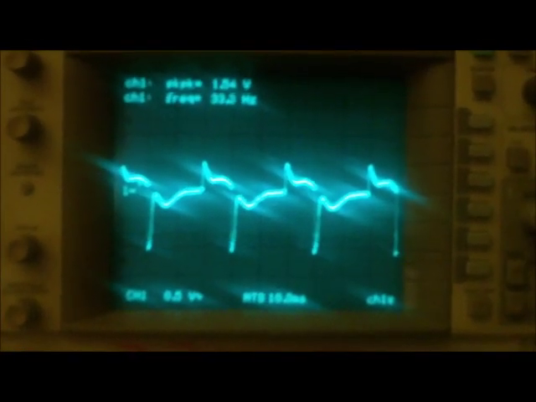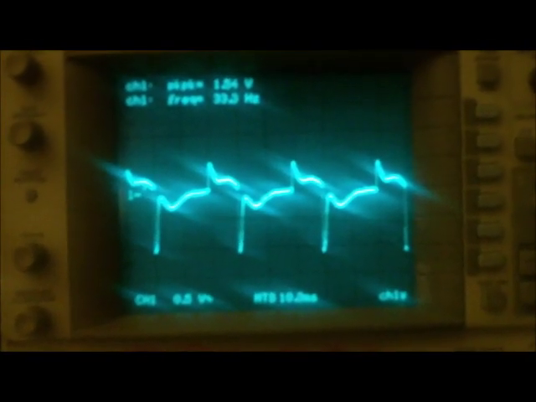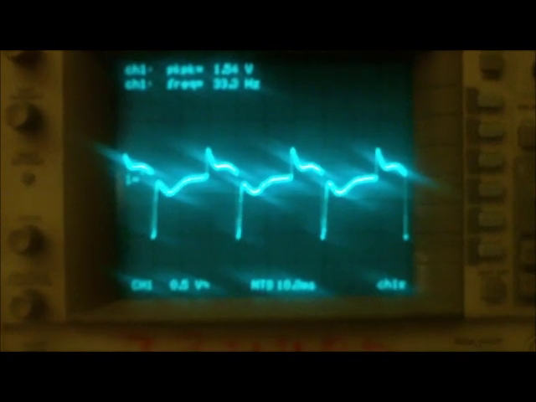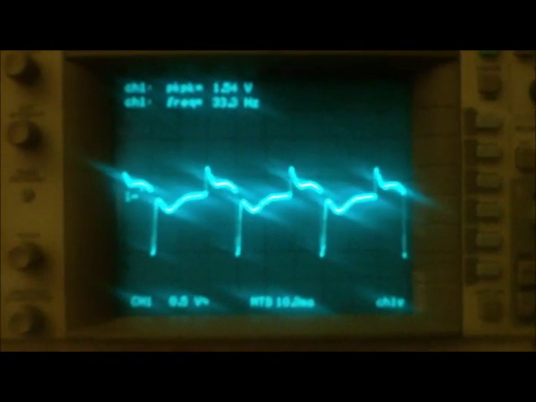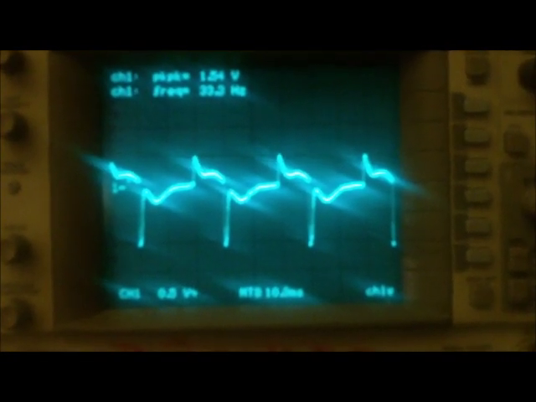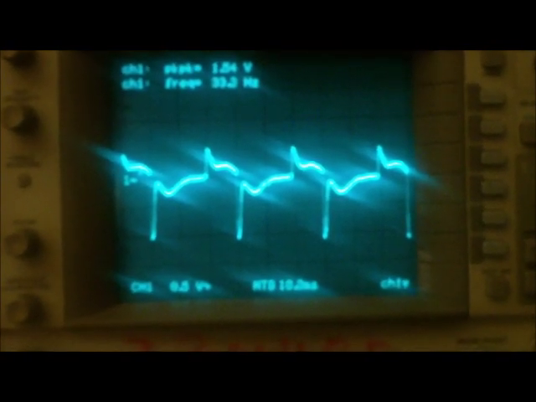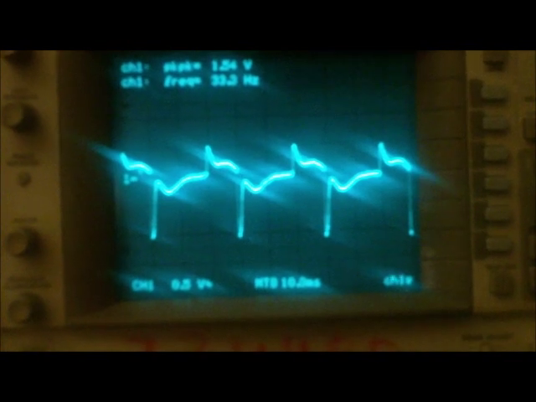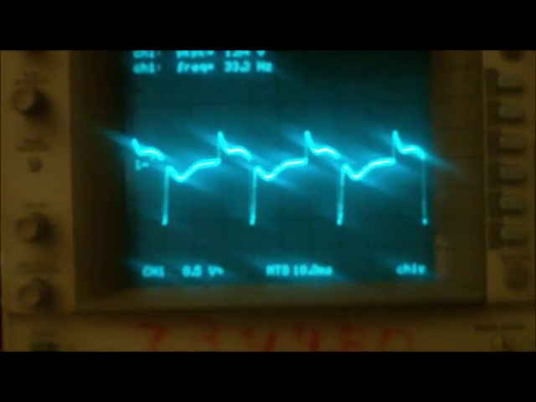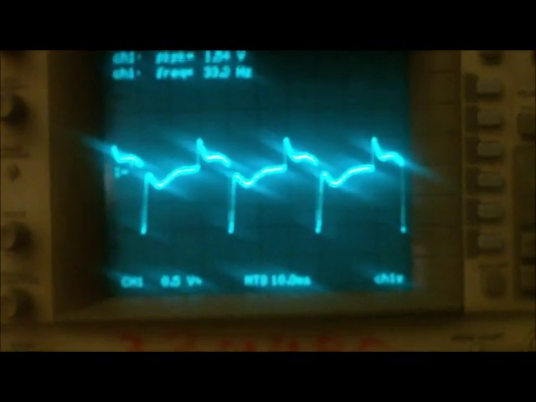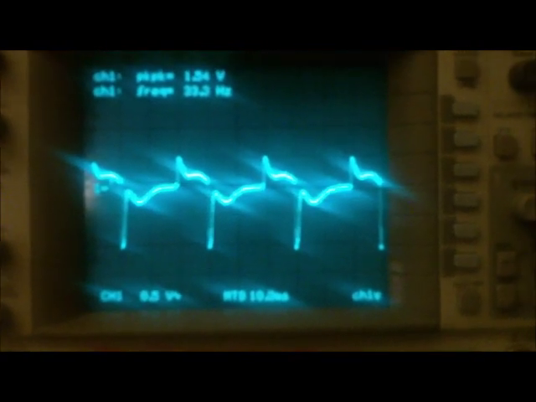These are the trigger coil pulses. Just two pulses per revolution. As you can see there, it's 33.3 hertz divided by 2 times 60 is the RPM. It's almost exactly 1,000 RPM.